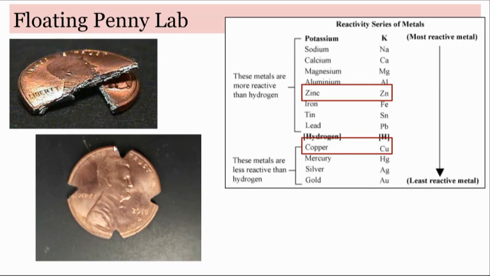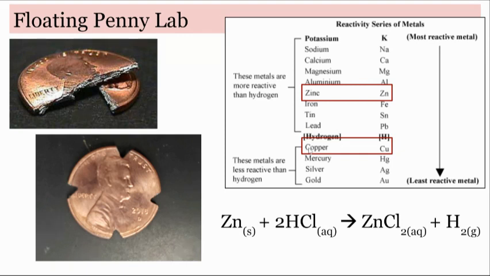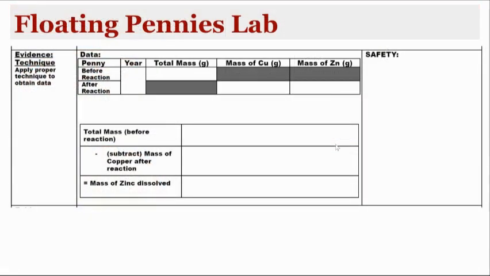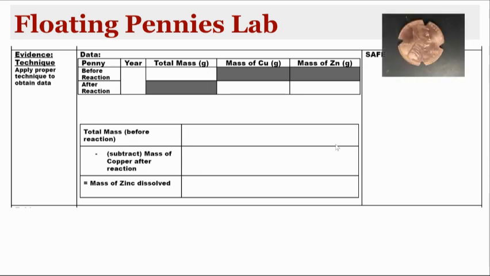We need to remove some of the plated copper from the outside, since the copper does not react with the hydrochloric acid. So the reaction that you should see in this lab is zinc plus hydrochloric acid is going to produce zinc chloride in solution and hydrogen gas. The copper will be unreacted at the end of this lab. If we look at our data table then, the total mass before the reaction would be the mass of your penny after you file it, before you add it to the hydrochloric acid.